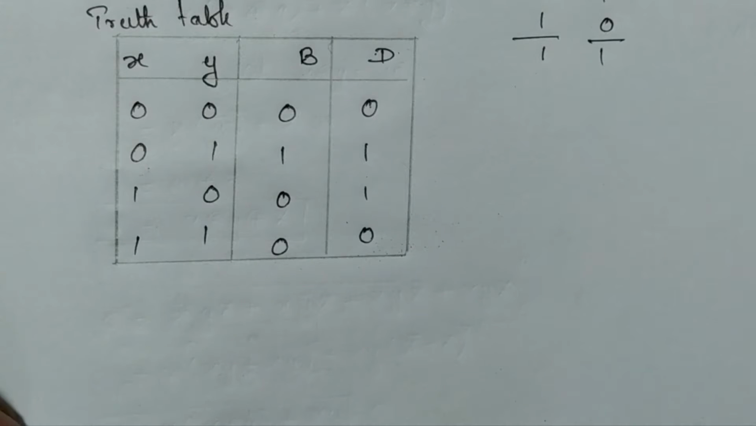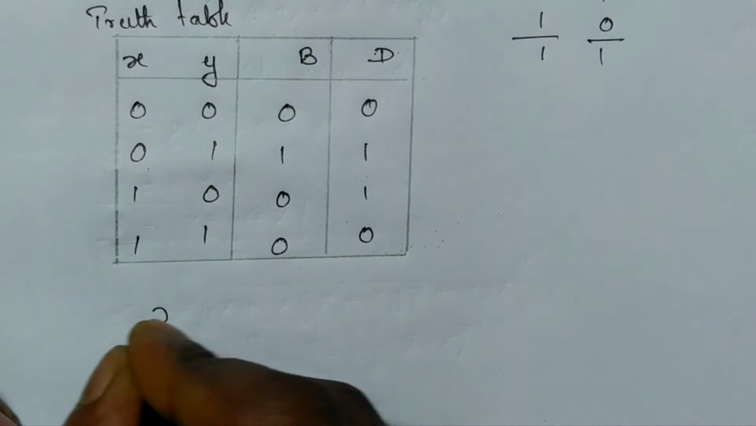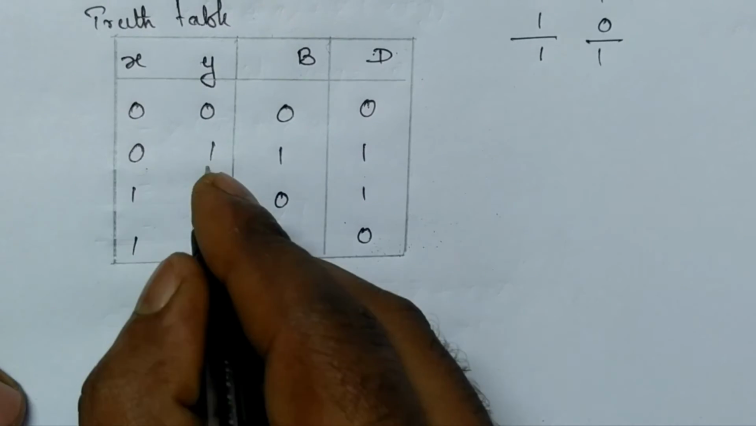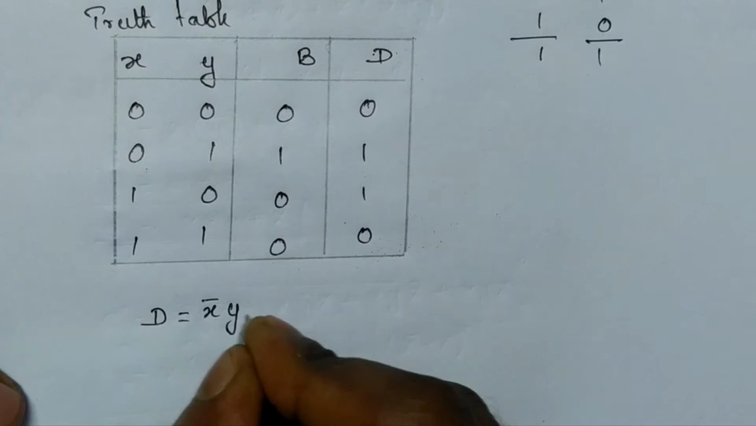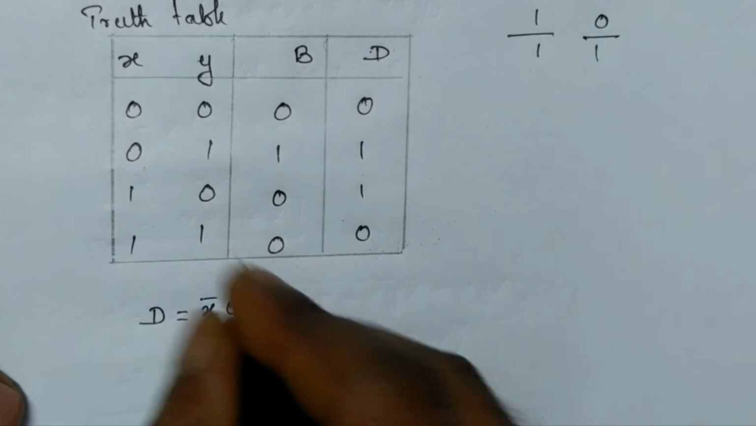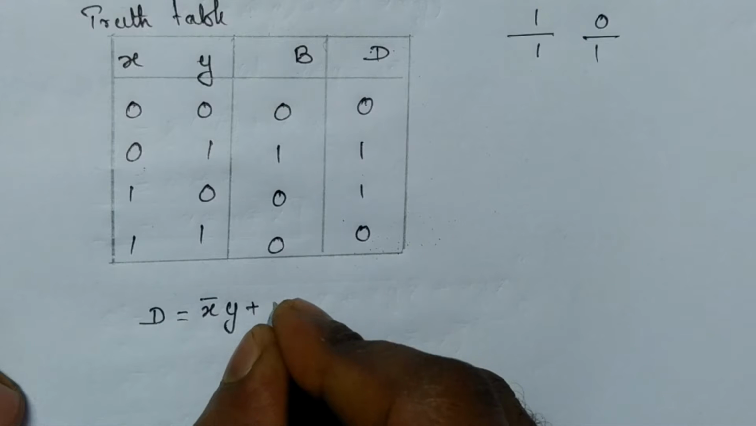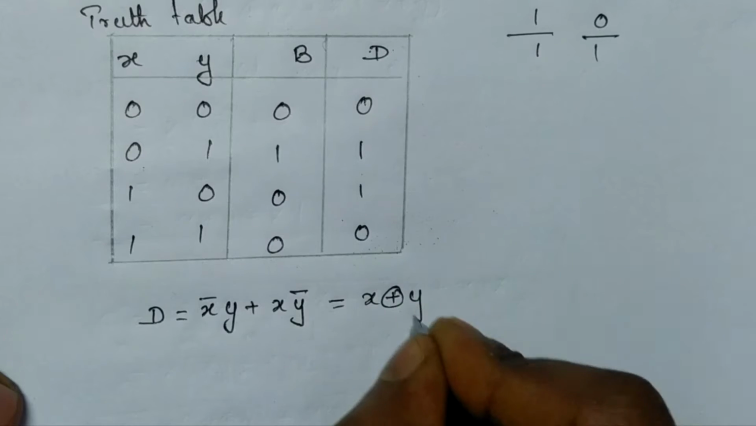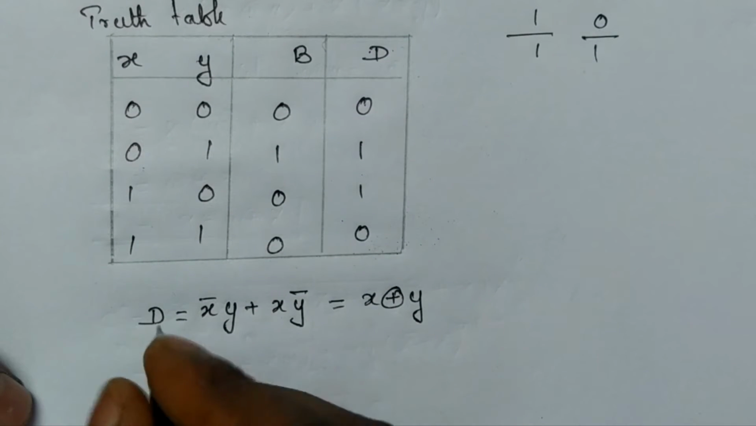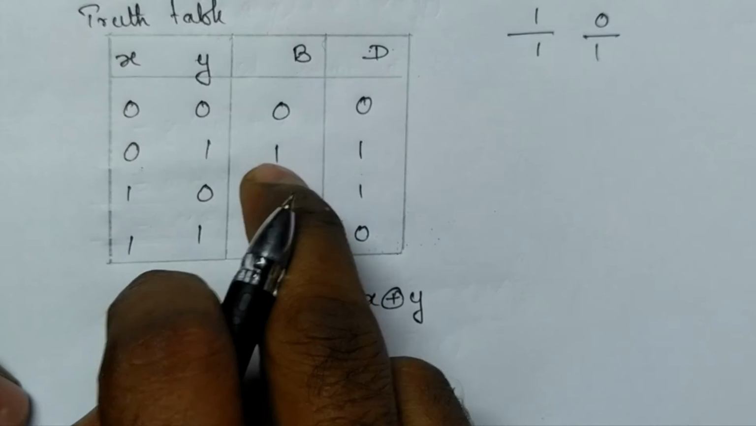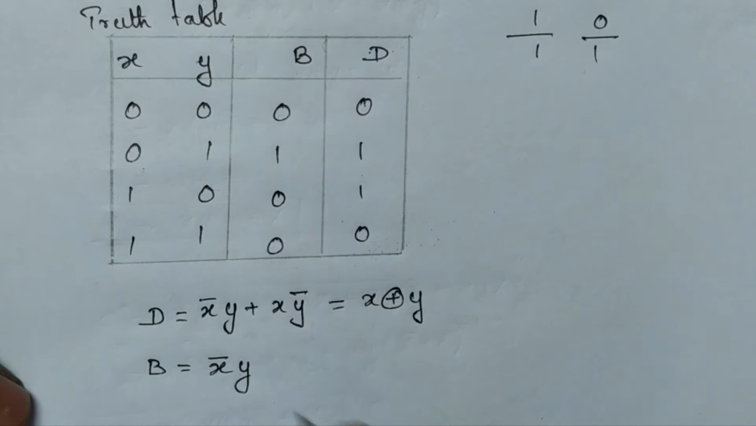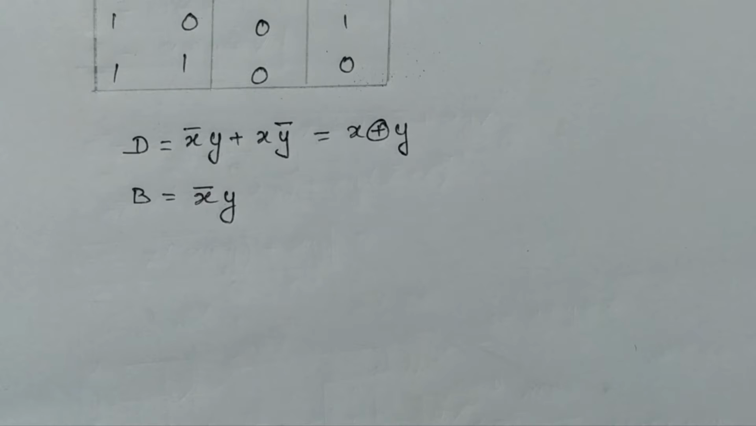Now we will go for the algebraic expression. Here difference d is equal to, we are having 1 for the respective input 0 1, therefore x bar y, plus we are having 1 for the respective input 1 0, therefore x y bar, which is equivalent to x XOR y. Likewise for borrow, we are having 1 for the respective input 0 1, which is nothing but x bar y. So now we'll go for the graphical representation.